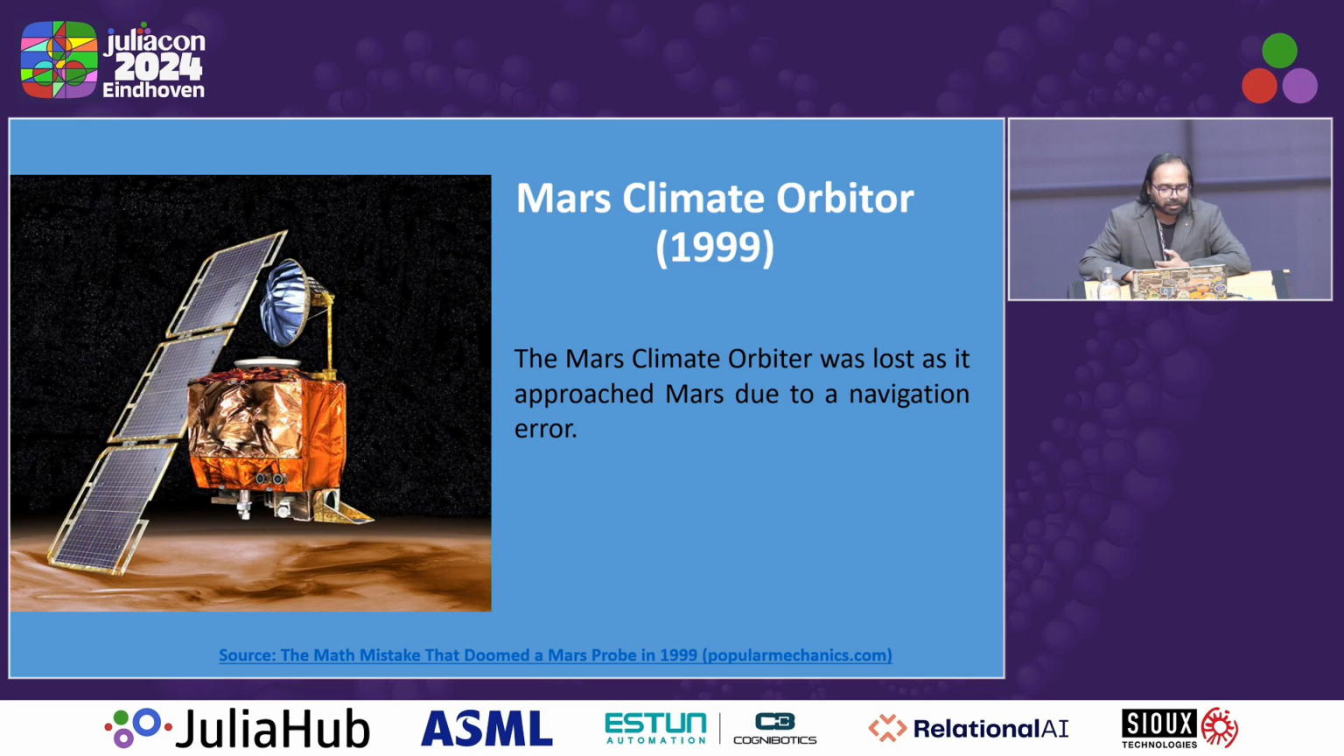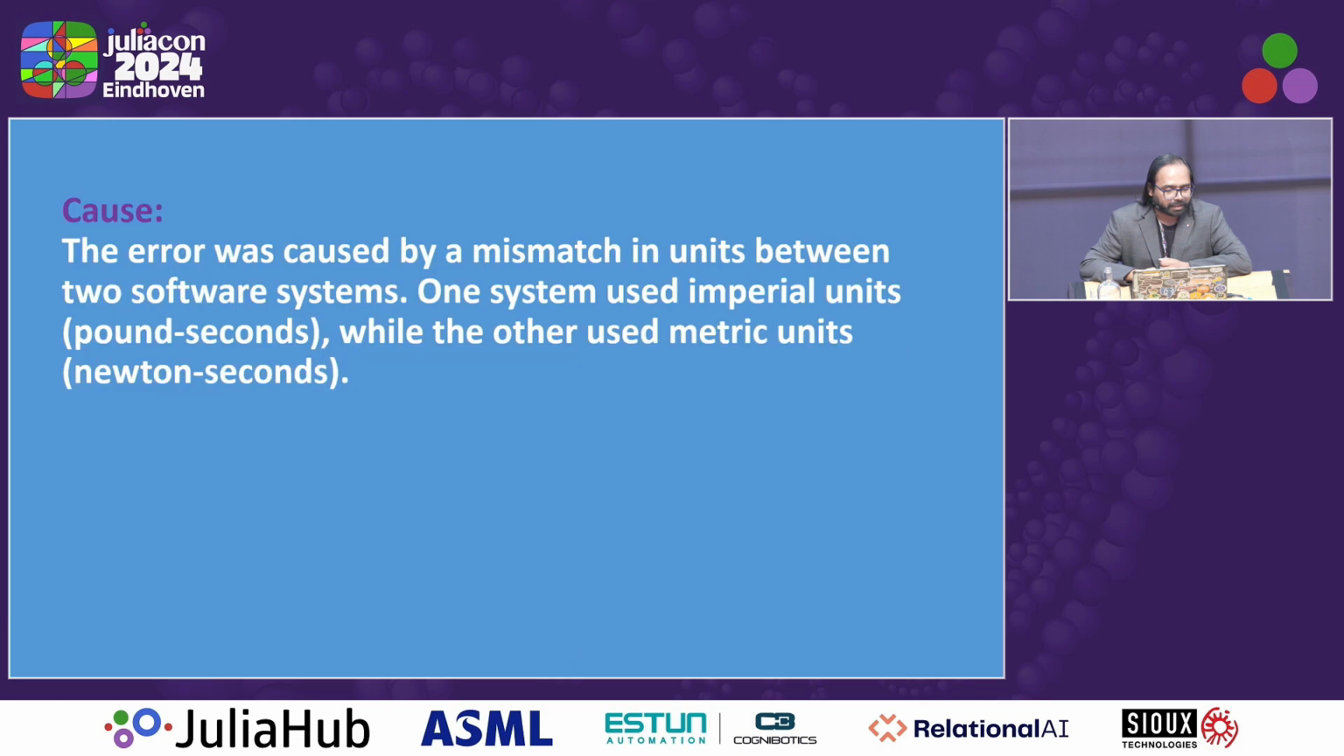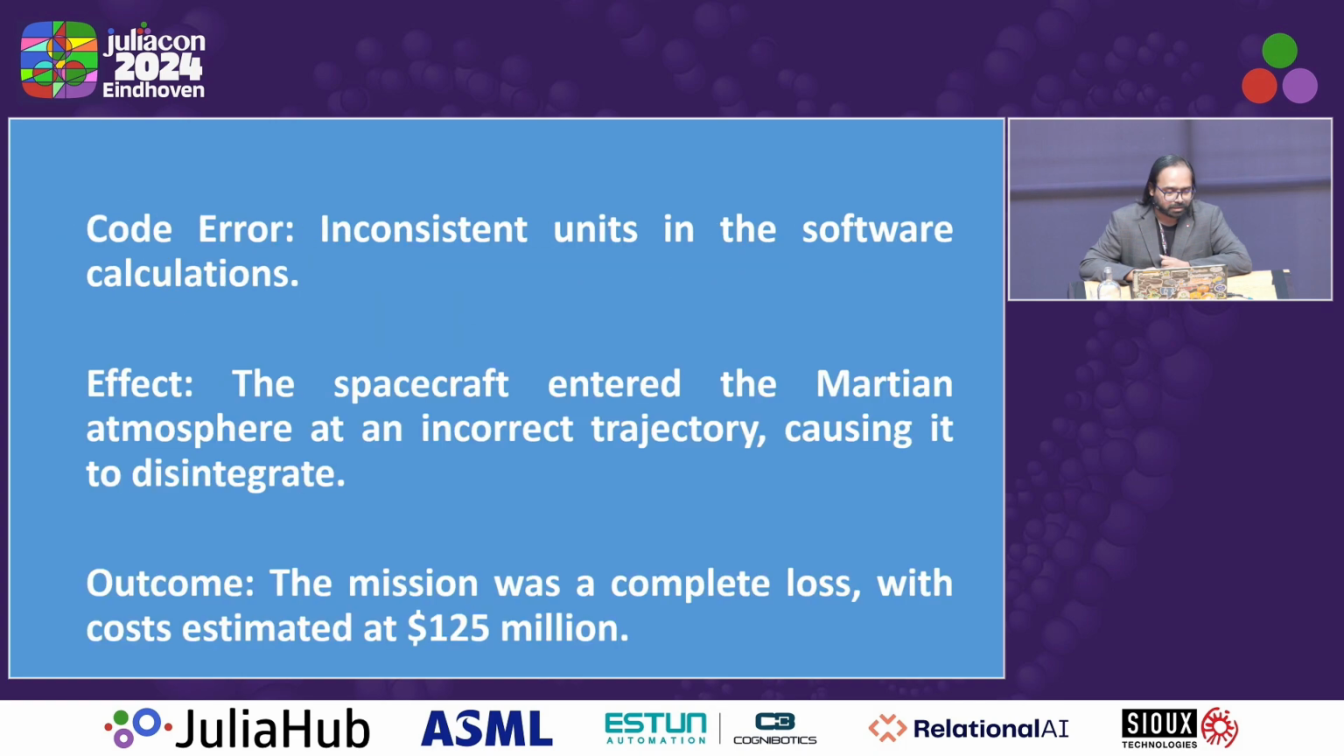Similarly, there were some other incidents. For example, the Mars Climate Orbiter was lost on its approach to Mars due to a navigation error, and the error was caused by a mismatch in units between two software systems. One system used imperial units, that's pound-seconds, while the other used metric units, that's Newton-seconds. So there were inconsistencies in the units in the software calculations. The outcome was that the mission was a complete loss with a cost estimated at $125 million.